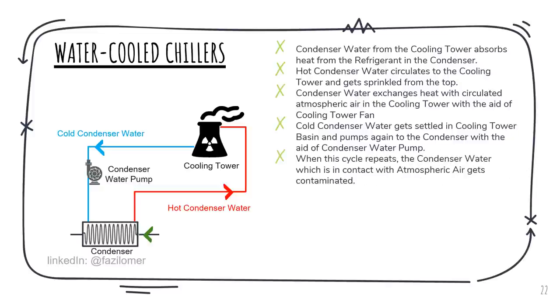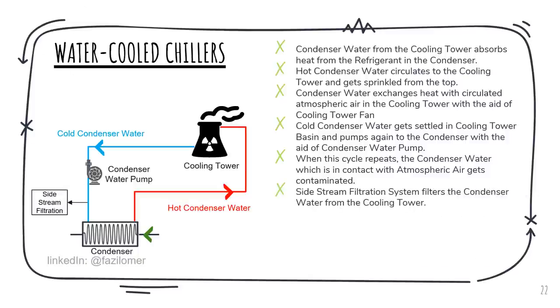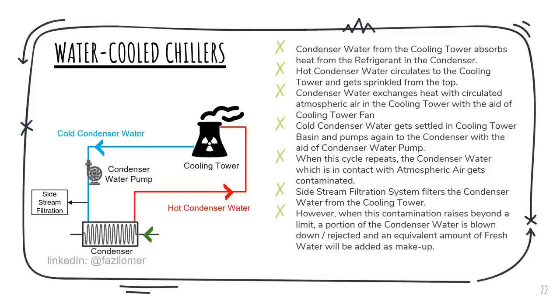When this cycle repeats, the condenser water which is in contact with atmospheric air gets contaminated. A side stream filtration system filters the condenser water from the cooling tower. However, when this contamination rises beyond a limit, a portion of the condenser water is blown down or rejected, and an equivalent amount of fresh water will be added as makeup. Now, let us go through the pictures of various components discussed so far.